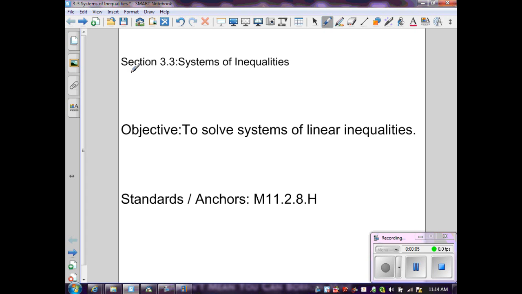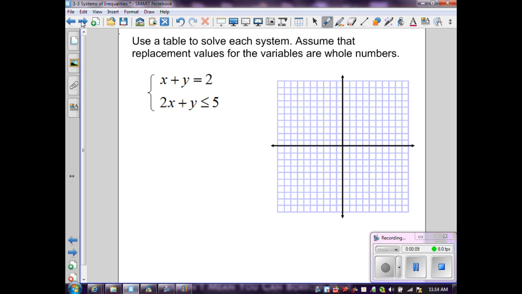Section 3.3, to solve systems of inequalities. Let's take a look at our first example. Use a table to solve each system. Assume that replacement values for the variables are whole numbers.